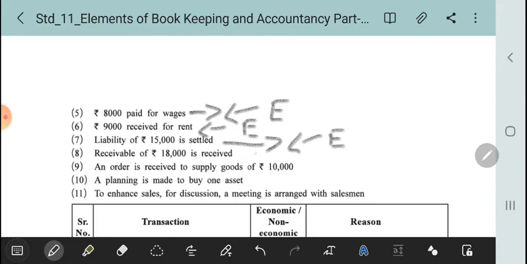Receivables, same thing, we have to receive money from some person. Okay, for giving the services. Okay, so it is also an economic transaction.